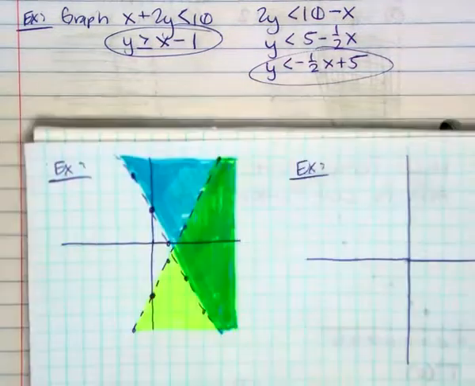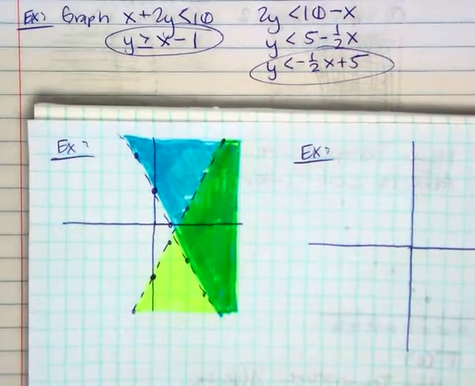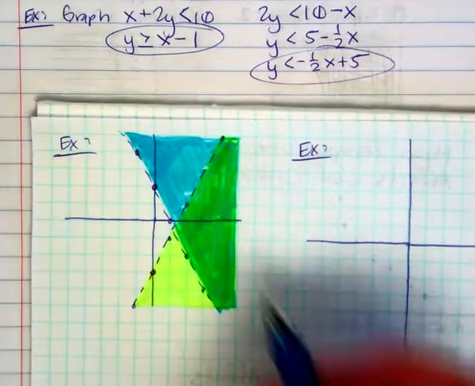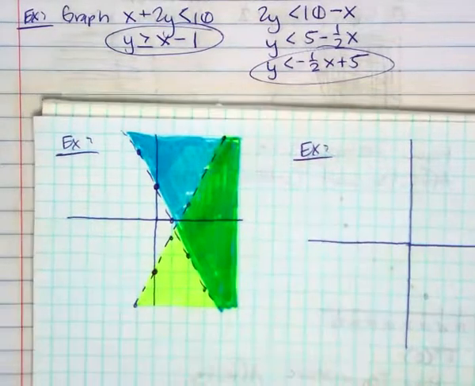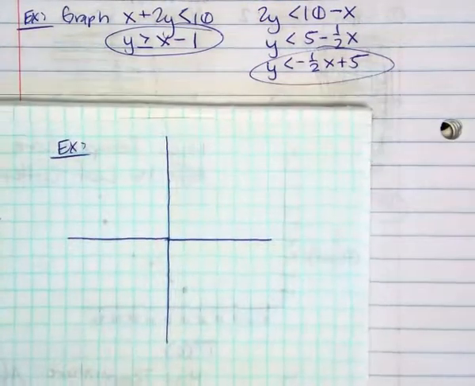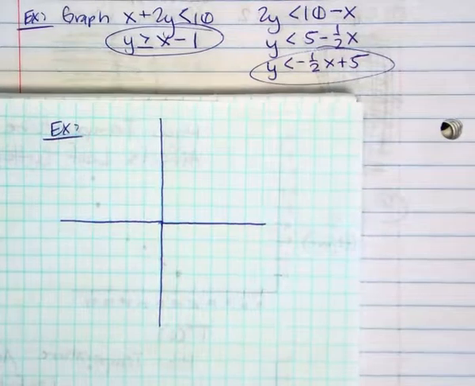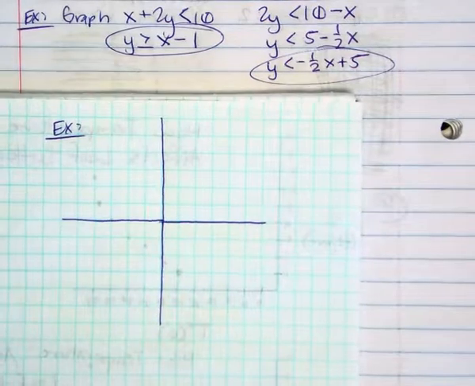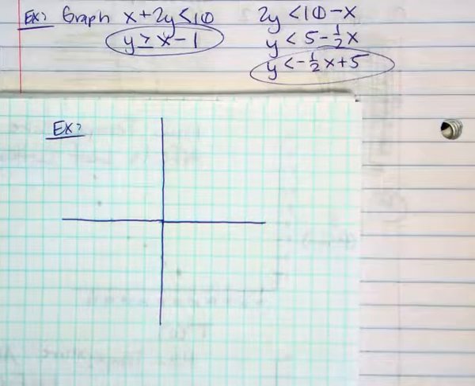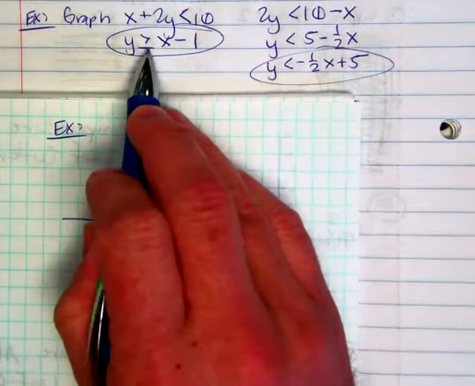Remember, we're looking for something like this. We're going to have two lines, we're going to shade them in, and where they overlap is actually our solution set. But we want to be able to represent it without the extra pieces. We don't want anything other than the solutions to be shaded in. So let's graph this one first.